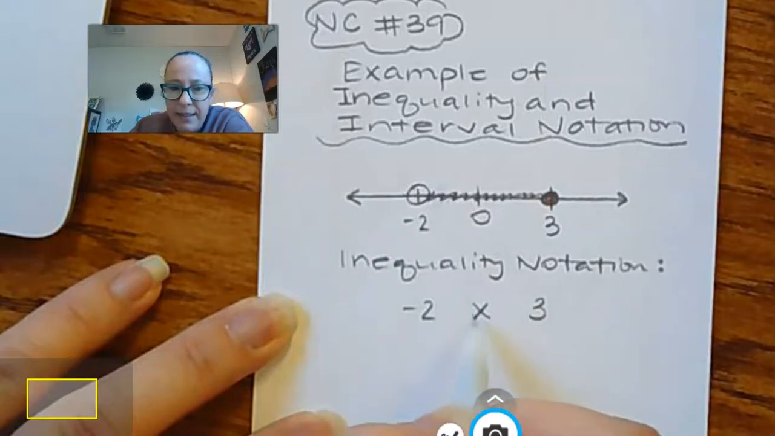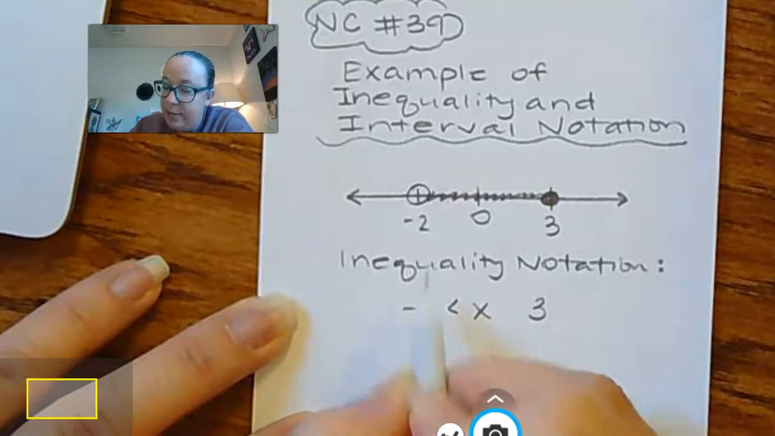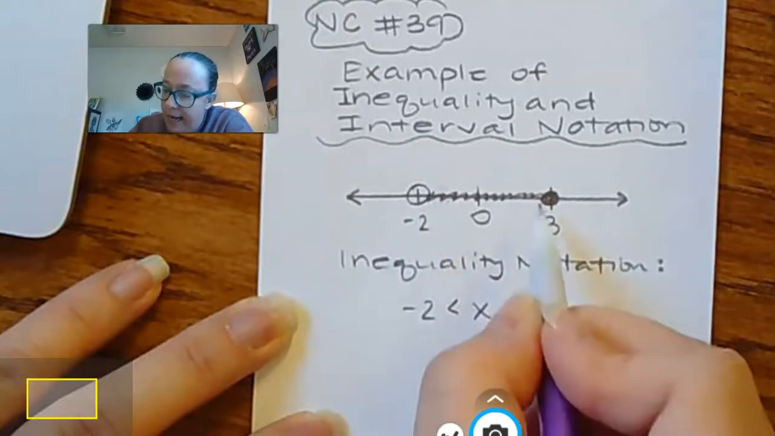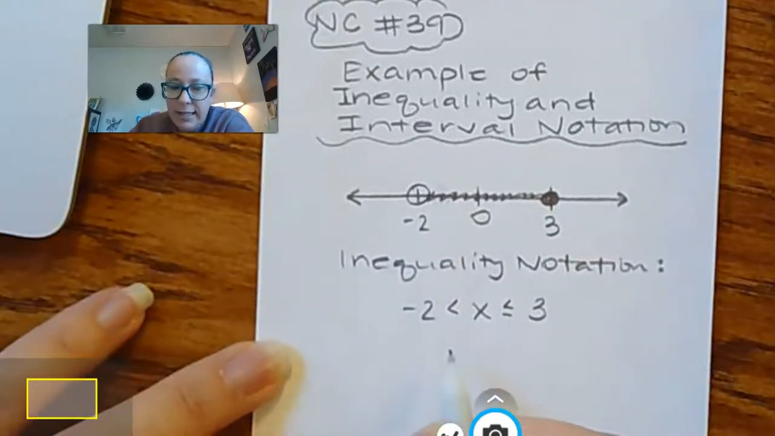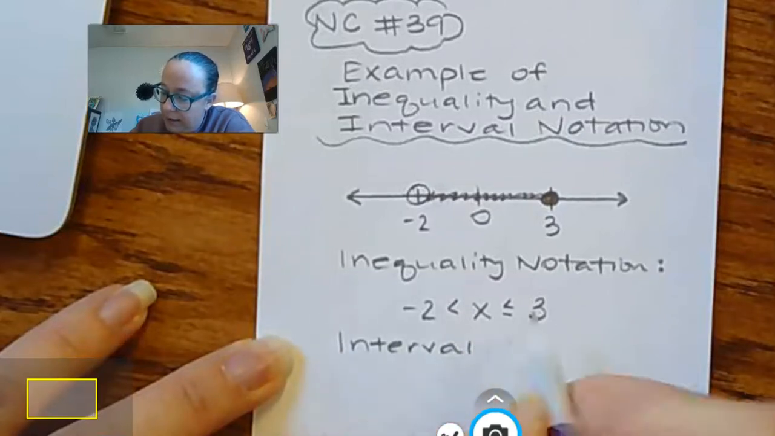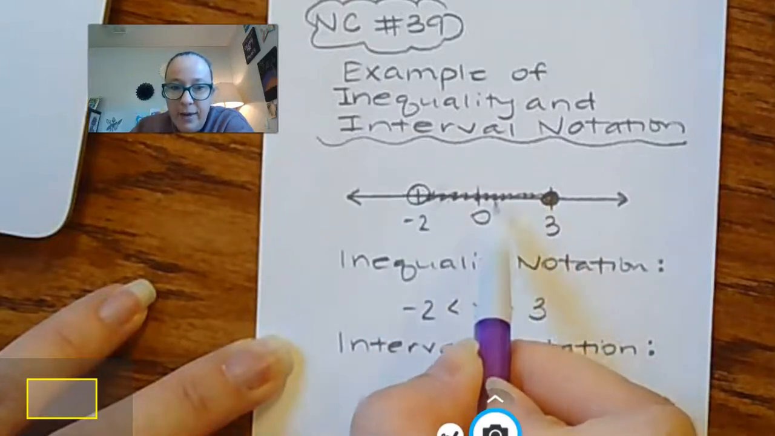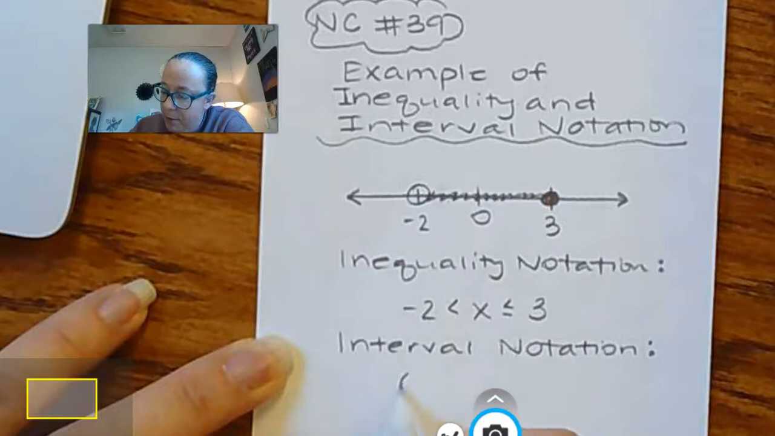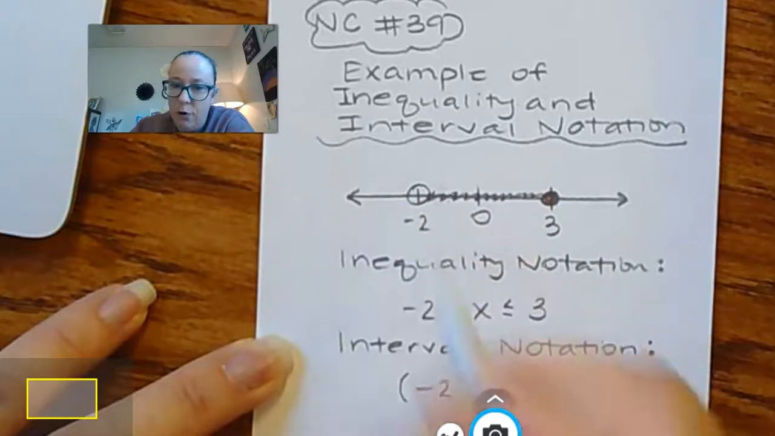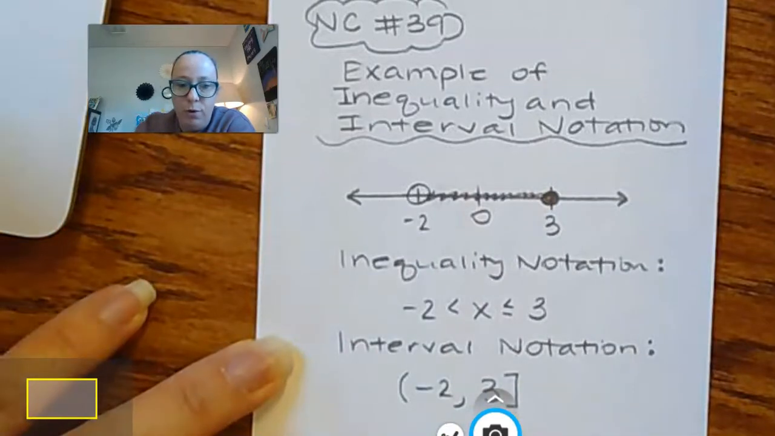Now, we surround it by less than or equal to's. So here would be just less than's, because at the -2 it's an open circle, and at the 3 it's a closed circle. So that's the inequality notation. The interval notation is we still go left to right, and we have a span. So it'd be parenthesis -2 because that's an open circle, comma, and then 3 with a bracket because that's a closed circle.